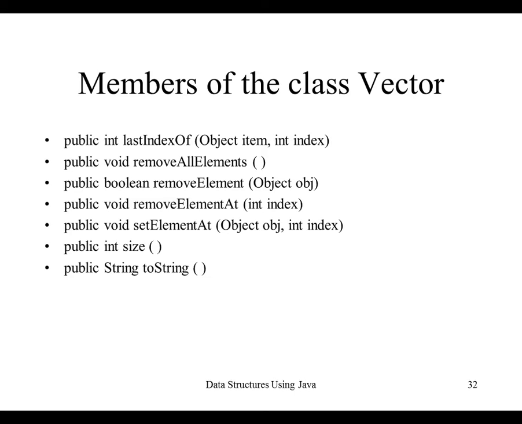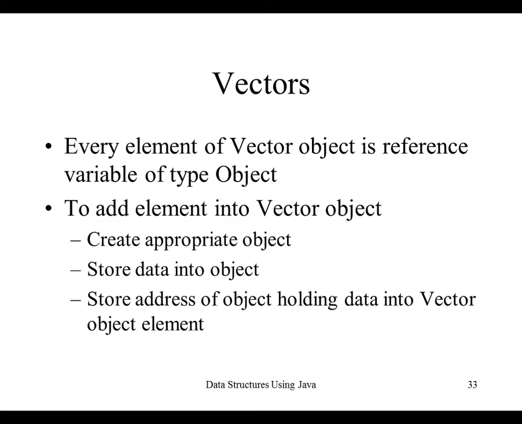Next, public int size. This returns the number of elements in the vector. Next, public String toString. This returns a string representation of this vector. From this slide, it follows that every element of a Vector object is a reference variable of type Object, because the class Object, directly or indirectly, is a superclass of every Java class. A reference variable of the Object type can store the address of any object.